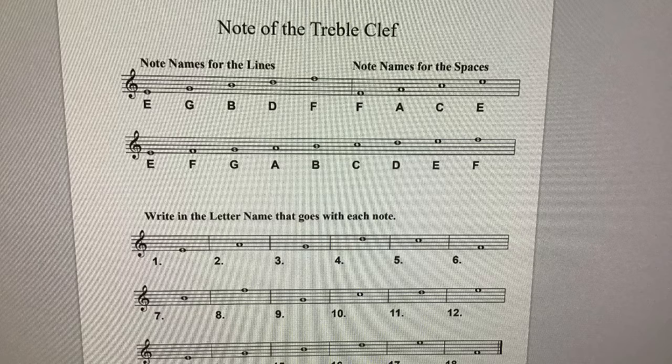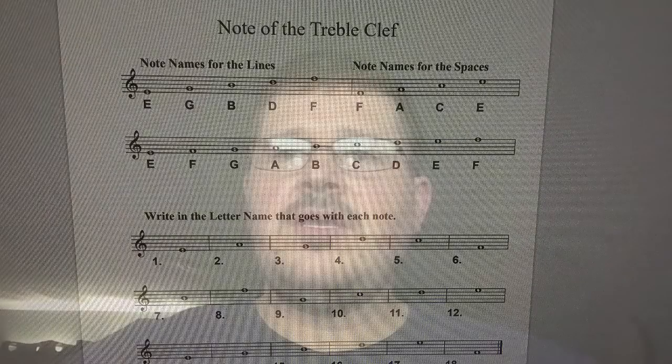I gave you the notes for the lines, the notes for the spaces, and then I gave you all of them combined. So you can just use that as an example and fill in those 18 notes that I gave you on the page. And that is your assignment for this week.